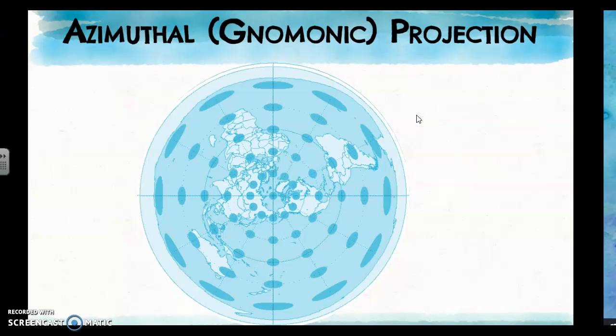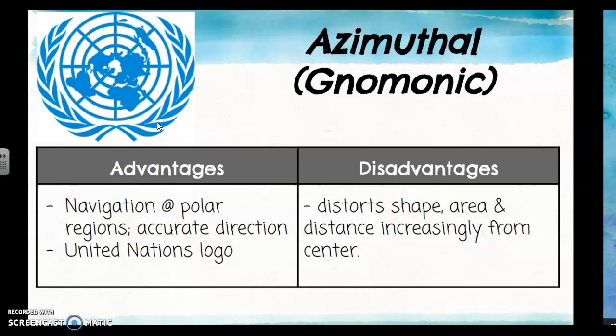Okay, here's the last one that I want to talk about. This one's kind of crazy for a lot of people to look at. It's Azimuthal is how it is pronounced. Gnomonic is another way that it's discussed. It might also be called Conic, but the name of it is less important than understanding its distortions, okay? So this is actually used as the United Nations logo, which is quite interesting. And it was originally created for navigation in the polar regions.